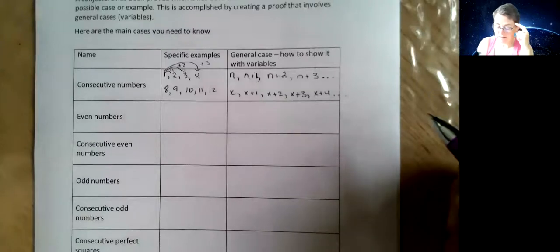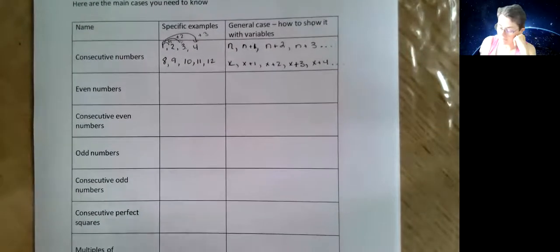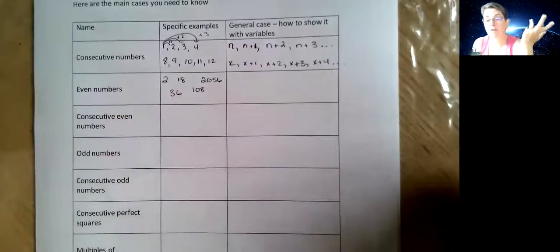All right, even numbers. So 2, 18, 36, 108, 2000, I don't know, 56, whatever. Y'all know those are even numbers. What makes them even? Cool, they're all divisible by 2.